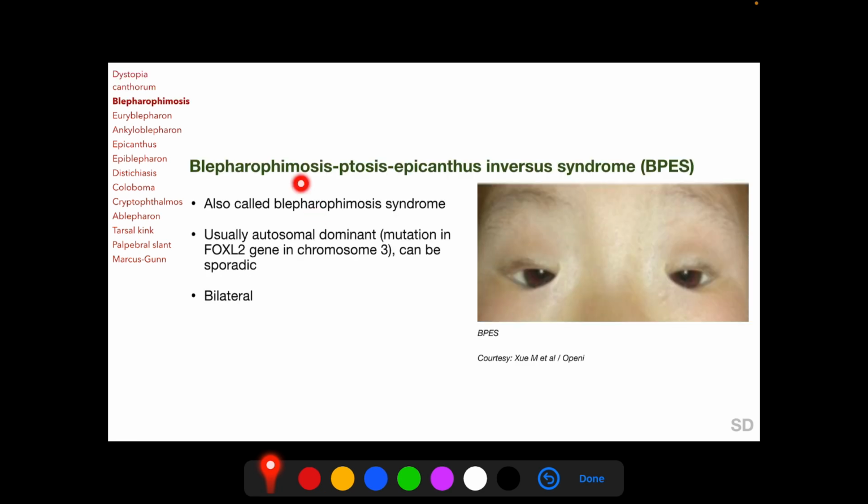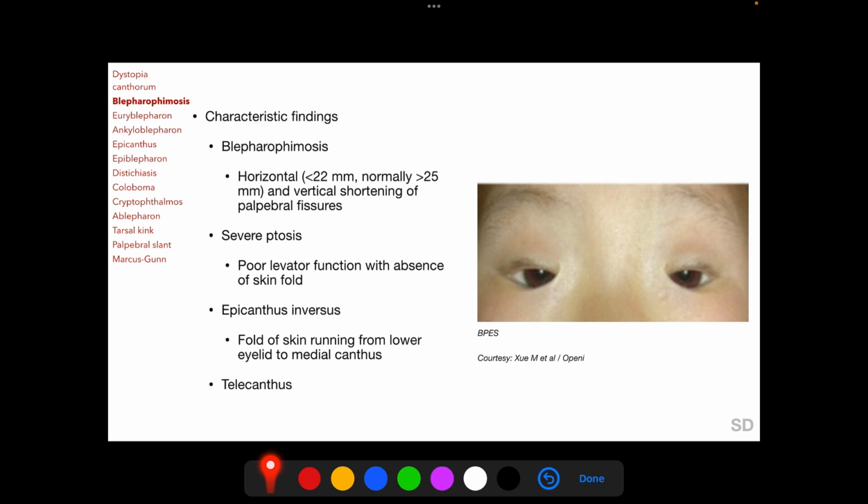Blepharophimosis syndrome, also called Blepharophimosis ptosis epicanthus inversus syndrome or BPES, is usually an autosomal dominant condition with mutation in the FOXL2 gene in chromosome 3, but can also be sporadic, and it is a bilateral condition. The characteristic findings of BPES are blepharophimosis with horizontal and vertical shortening of the palpebral fissures. We also find severe ptosis with poor levator function and absence of skin crease. Epicanthus inversus, which is a fold of skin running from the lower lid over the medial canthus. And also Telecanthus, that is increased separation between the two medial canthi.